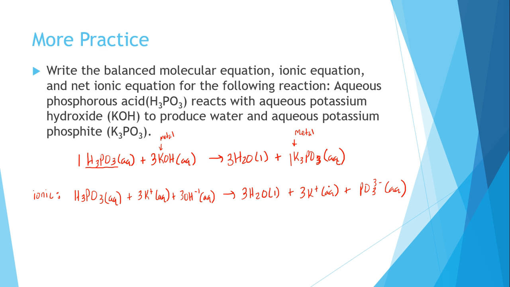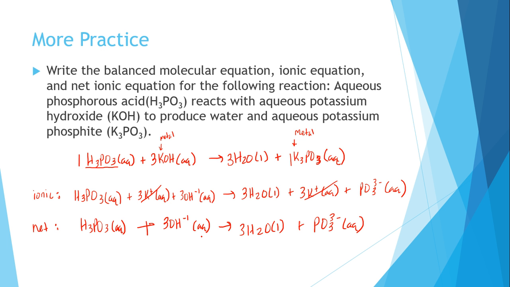From here, you can cancel what's the same on both sides. So my K's are canceled, and that's going to leave me the following. H3PO3, which is aqueous, plus 3 OH negative 1, which are aqueous, yields 3 H2O, which is a liquid, plus a PO3 negative, which is aqueous. So notice here, if you have something that is actually a weak acid, it's going to be part of your net ionic equation. So here I have my weak acid with my OH, my water, and then my PO3 negative.